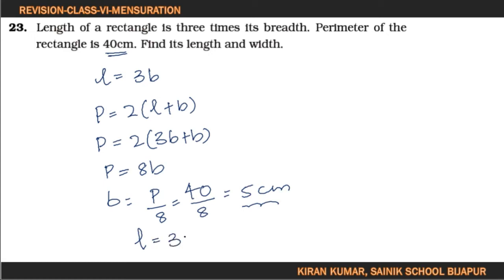Length will be 3 times b. So 3 times 5 is 15 centimeters. So the length is 15 and the breadth is 5 centimeters. They are the length and the breadth.